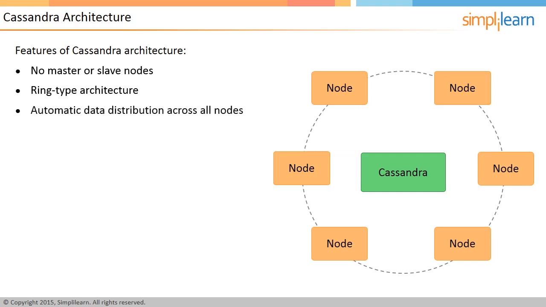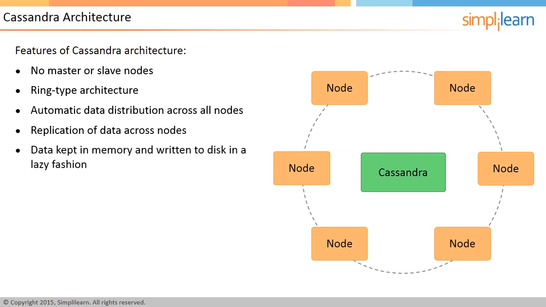Data is automatically distributed across all the nodes. Similar to HDFS, data is replicated across the nodes for redundancy. Data is kept in memory and written to the disk in a lazy fashion. Hash values of the keys are used to distribute the data among nodes in the cluster. A hash value is a number that maps any given key to a numeric value.